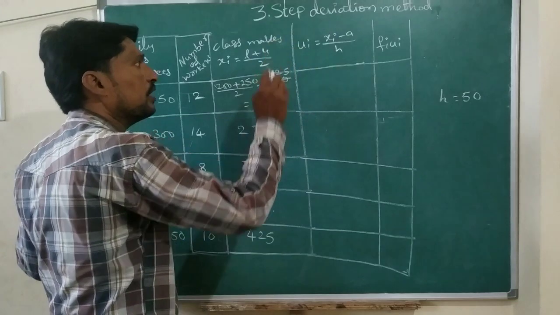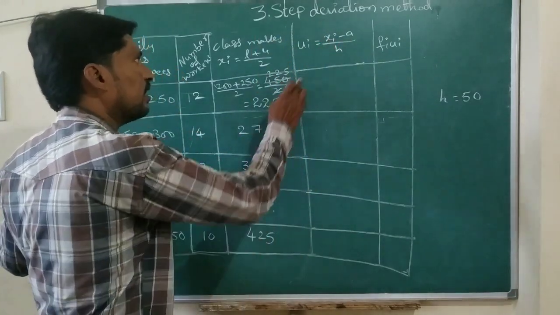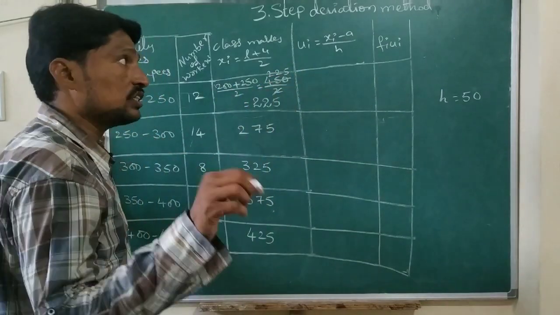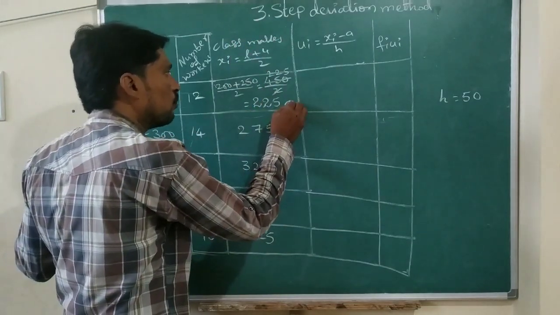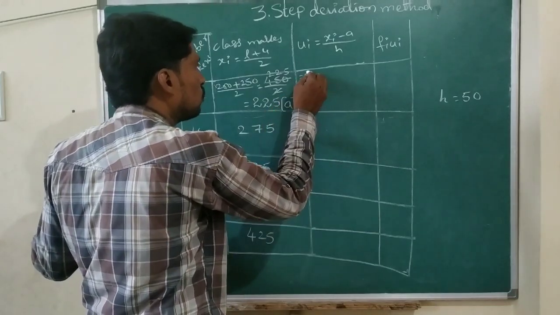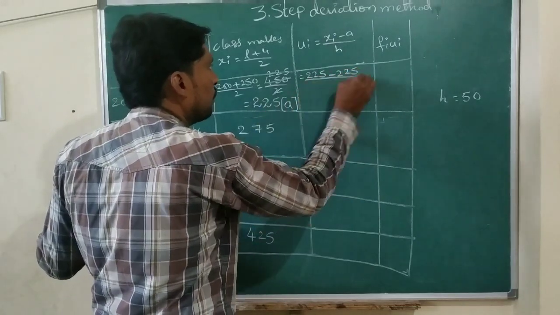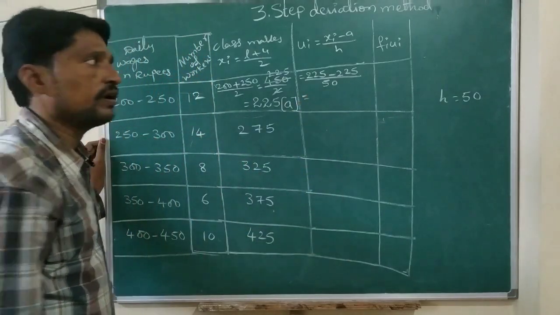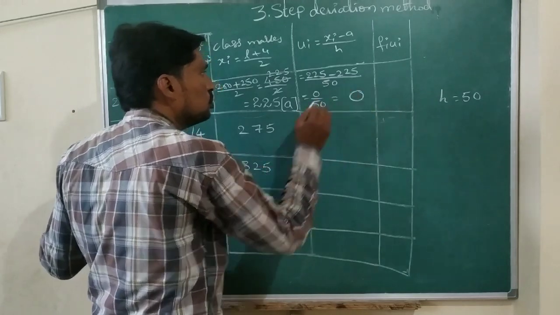Now we need to find ui. What is ui? xi minus a by h. xi means the class mark of that particular class interval. Next, what is a? From the class marks we need to assume any one value. So I am assuming the first class mark, 225. xi minus 225 by the h value, 50. 225 minus 225 equals 0 by 50. The value is 0.